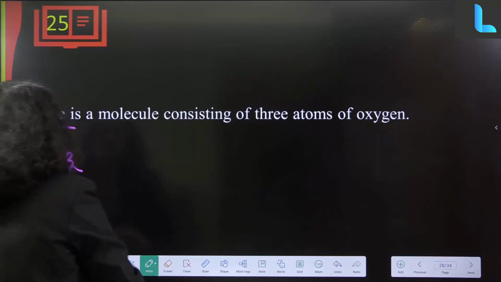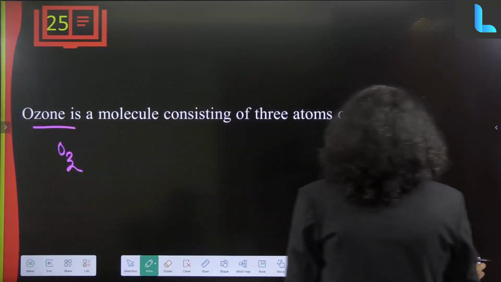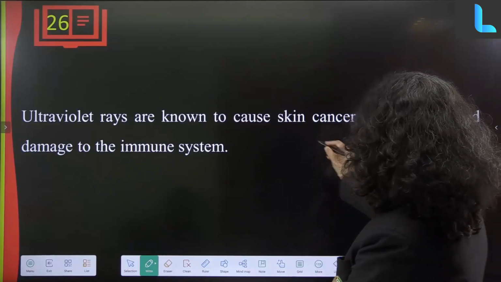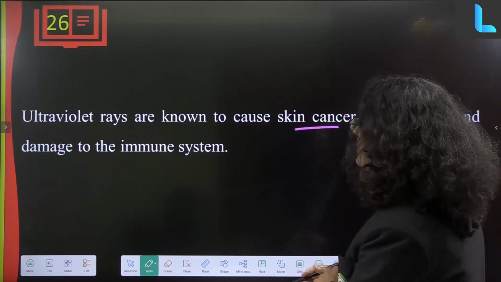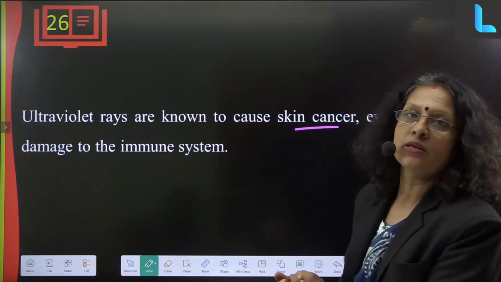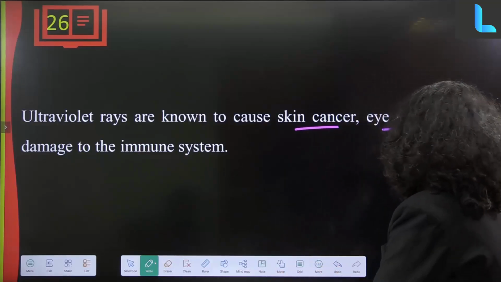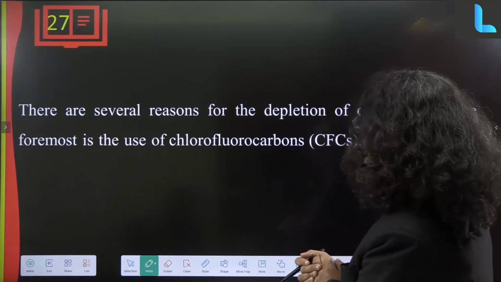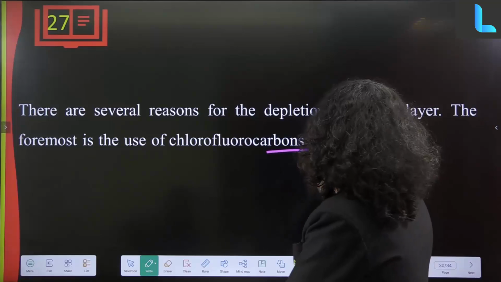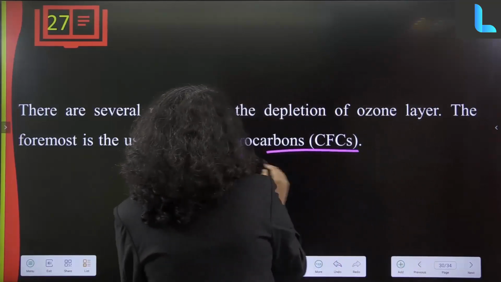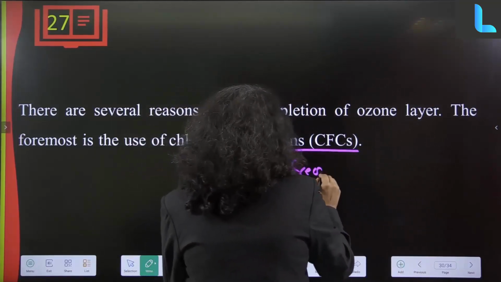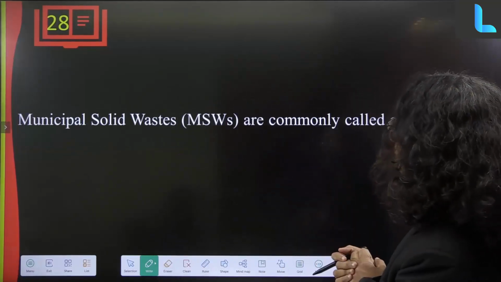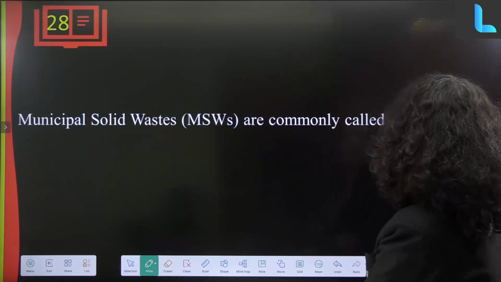Now ozone is a molecule consisting of 3 atoms of oxygen. So ozone is O3, that is having 3 atoms of oxygen. Now ultraviolet rays are known to cause skin cancer, eye damage and damage to the immune system. They are called ultraviolet radiations. Now there are several reasons for the depletion of ozone layer. Foremost is chlorofluorocarbons, CFCs. They are also called freons.